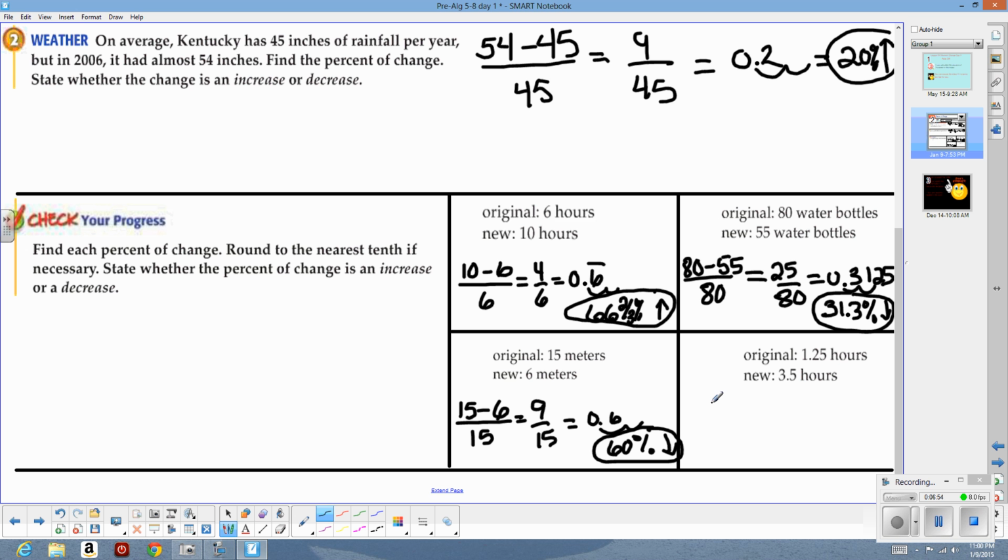And the last one, the amount of change is going to be 3 5/10 minus 1 25/100 over the original amount, which was 1 25/100. So 3.5 minus 1 25/100, that's going to be 2 8/10. We have to make it a percent. 280%.